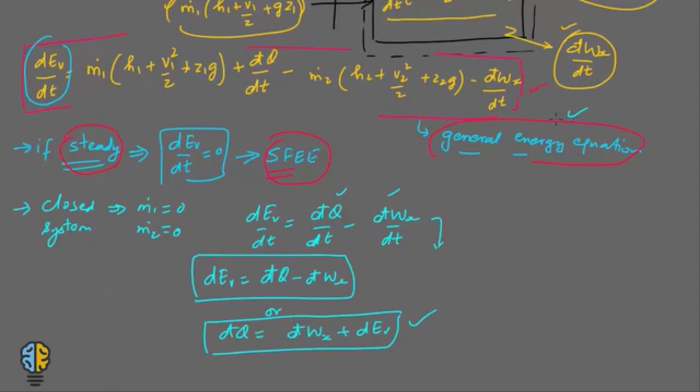So this was the analysis of a variable flow process. In the next video, let's have a look at some example of a variable flow problem.